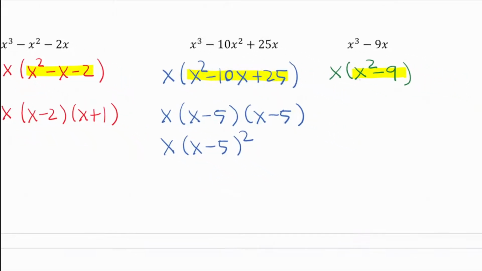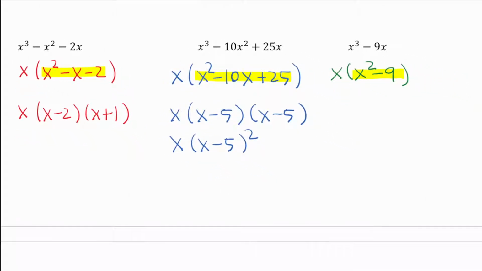And then I guess I need a little bit more room to do this one. Okay, x squared minus 9, that's a difference of two squares. And we know how to factor that one as well. We know that x squared is the square of x, and 9 is the square of 3. So it's going to be x plus 3 times x minus 3. Okay, we've seen all these before.